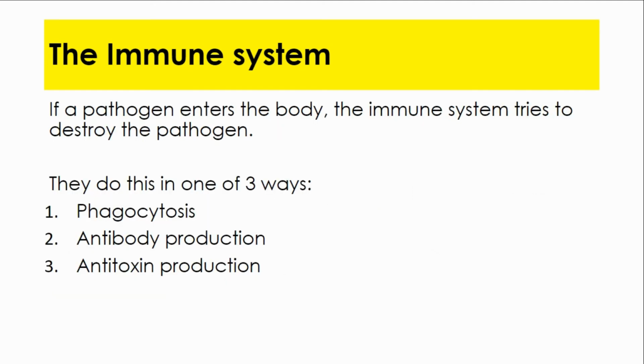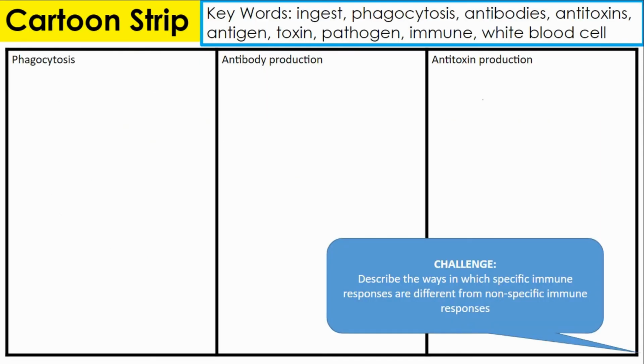If a pathogen tries to enter the body, the immune system tries to destroy the pathogen. They do this in one of three ways: phagocytosis, antibody production, or antitoxin production. There are some keywords that are going to help you at the top. You need to produce a cartoon strip with one section on phagocytosis, the other one on antibody production, and the other one on antitoxin production. And your challenge is to describe ways in which specific immune responses are different from non-specific immune responses. Pause the video and have a go at that.